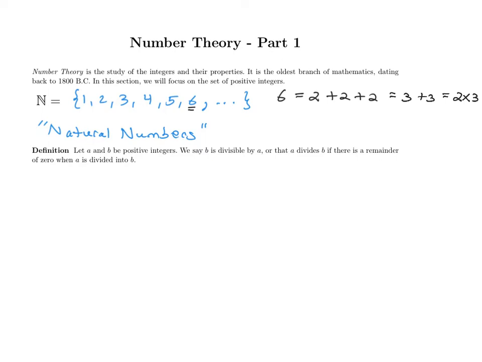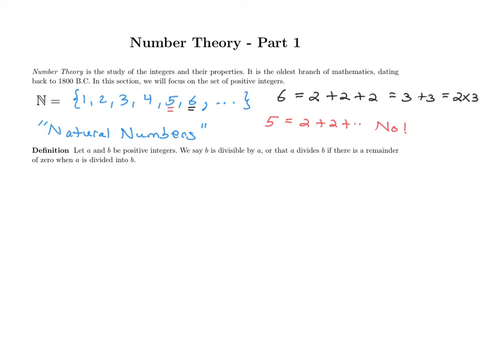Does this work for every single number in the list, like 5? Well, if you try to do that for 5, if you split it apart with 2, it doesn't quite work. So you can observe that, well, some numbers can be broken apart, and then other numbers cannot. And this will lead us to our first definition of divisibility. Let A and B represent any two positive integers. We say that B is divisible by A, or that A divides B if there is a remainder of 0 when A is divided into B.